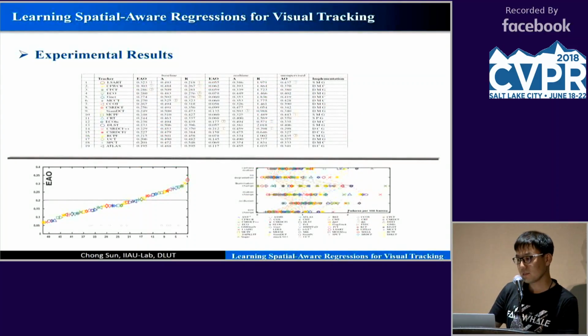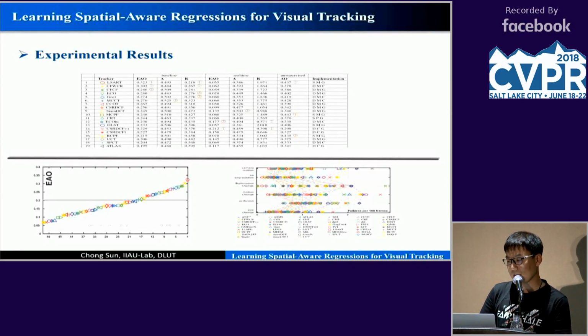Okay, this slide shows the results on the VLT challenge dataset. And we can see that our tracker also has the best results on almost all the attributes categorized by the tracking challenge.